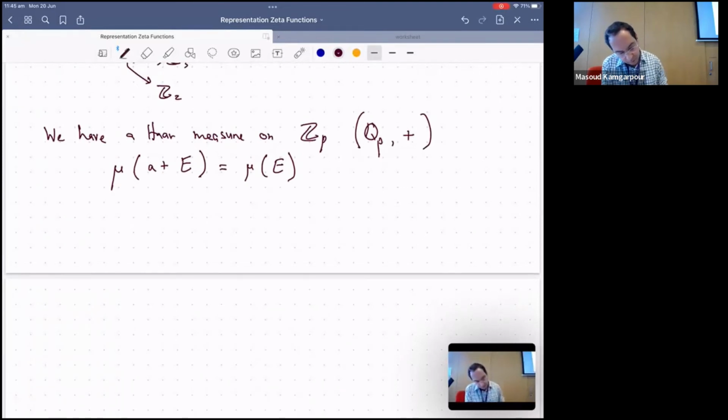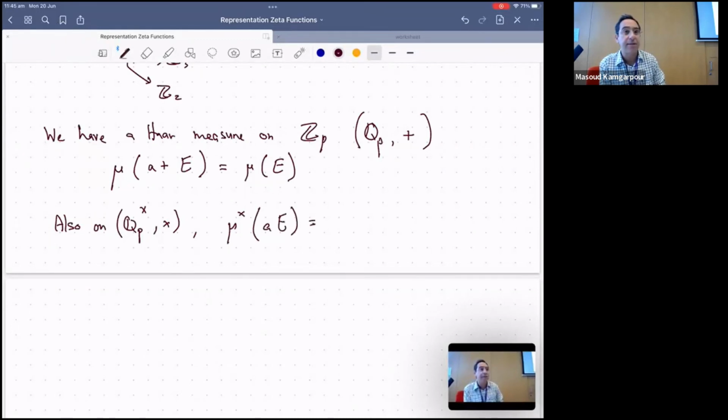And we also have a measure on Qp with respect to multiplication, and I will denote this measure by mu star. So that's going to be the measure of a set when I translate it multiplicatively, that's going to be the same measure.